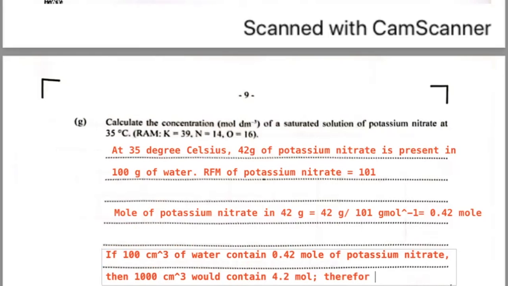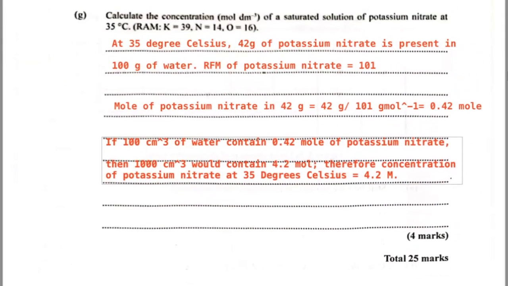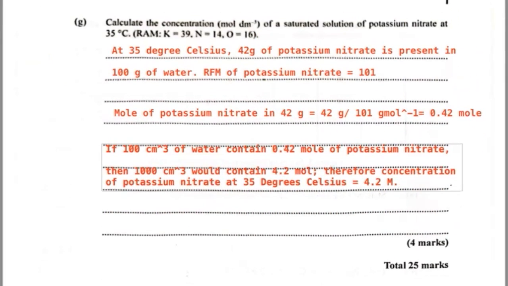Therefore, the concentration of potassium nitrate at 35 degrees Celsius would be equal to 4.2 big M, molarity. I'm going to leave it right there. And that's it for our first question. Follow this and we should get full marks.